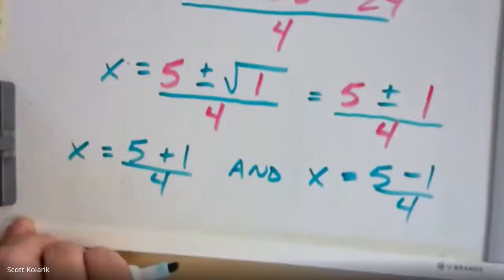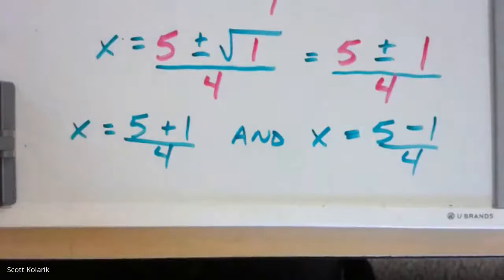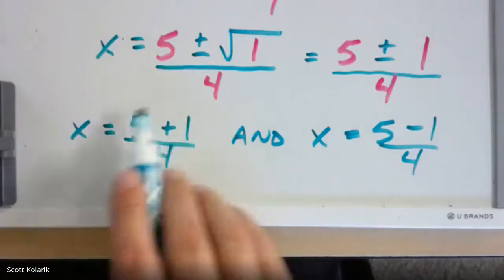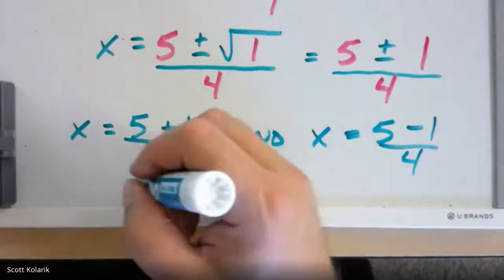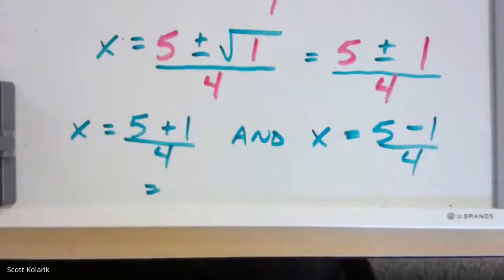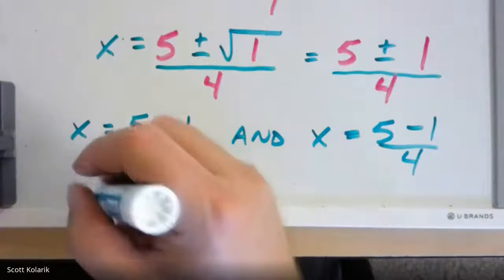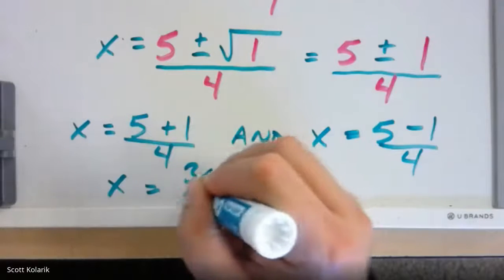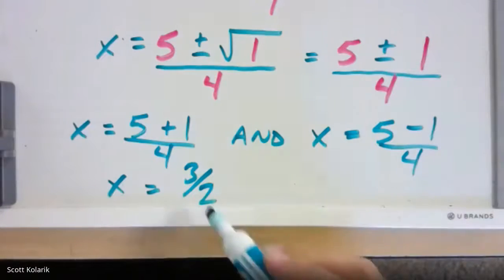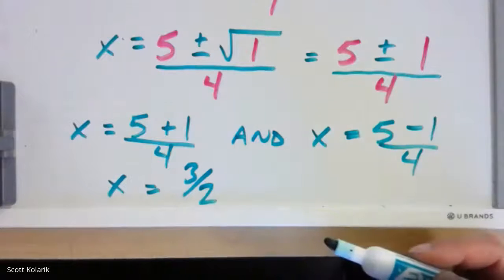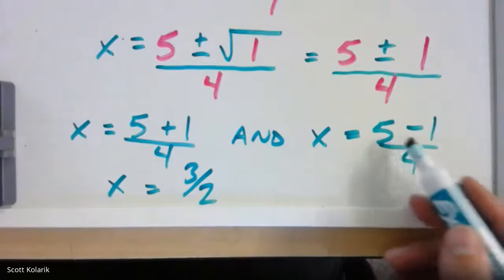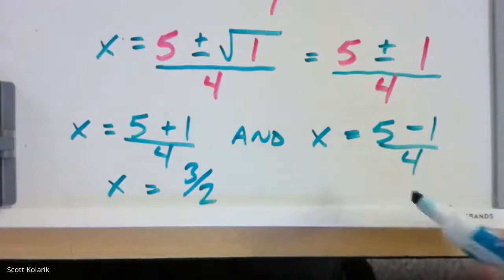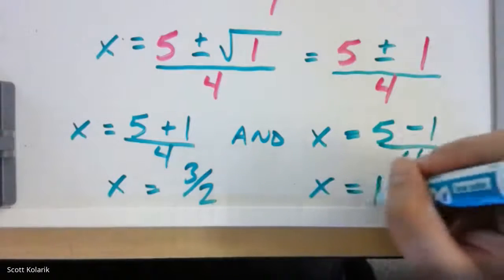All right, so just to wrap this up right now. To actually simplify this, 5 plus 1 is 6. 6 over 4 is going to give me a fraction. I can either put that in decimal form, which would be 1.5, or I could reduce it to 3 over 2, which again represents an x-intercept for whatever this parabola looks like on the coordinate grid. In this case, this one will be a little bit friendlier. 5 minus 1 is 4. That 4 divided by 4 gives me positive 1.